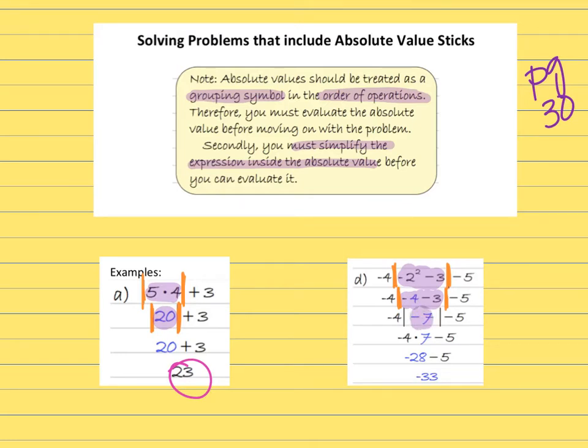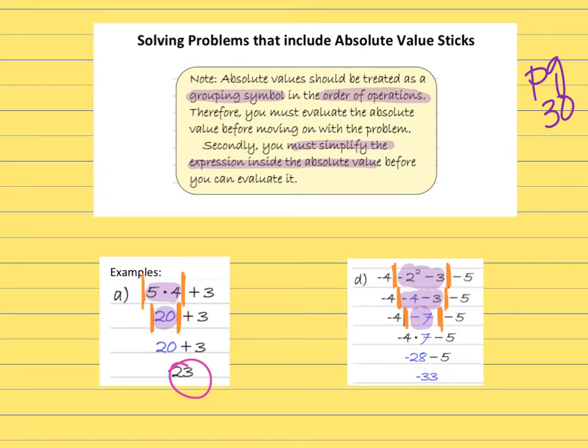Then again, I continue to surround that with the absolute value sticks or brackets. Once I get this down to just one value, now I apply the absolute value rules, which say how far is -7 from 0. It's 7 spaces from 0. So now I write down a 7, and these absolute value brackets disappear.